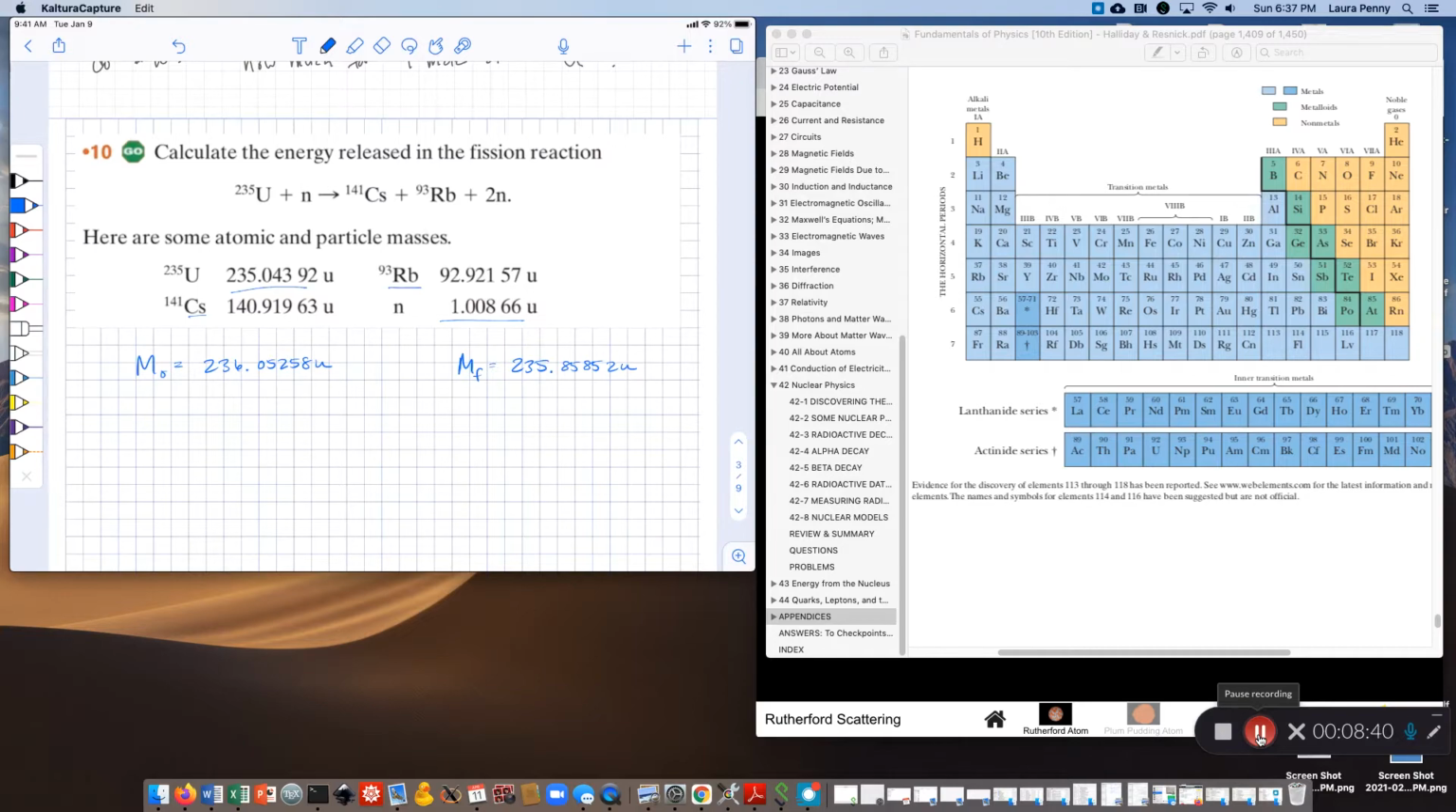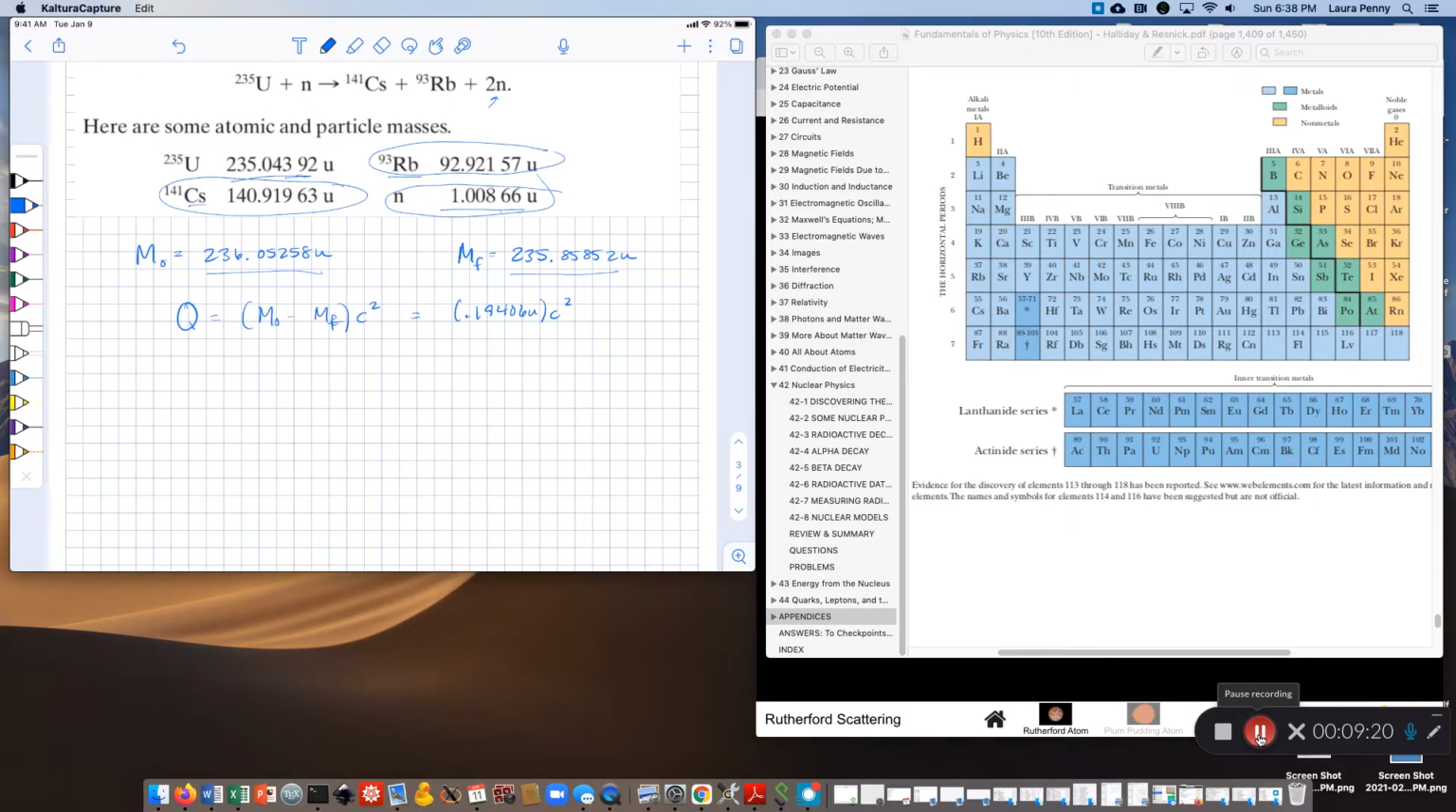Sorry, the mass at the end is the rubidium, the cesium, and then two neutrons, right? And the mass initially is the uranium and one neutron. So my initial mass is this, my final mass is that. So Q is my initial mass minus my final mass times, I'm sorry, c squared. So I've got my initial mass in there, 235.85852. I have 0.19406 u times c squared.